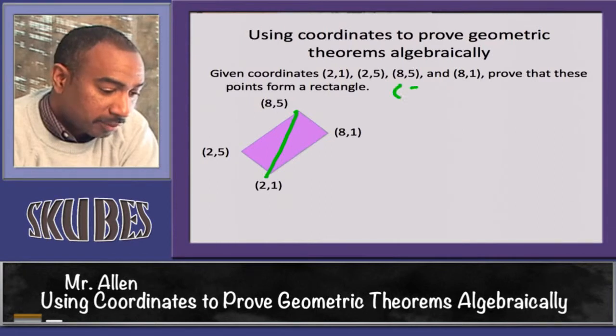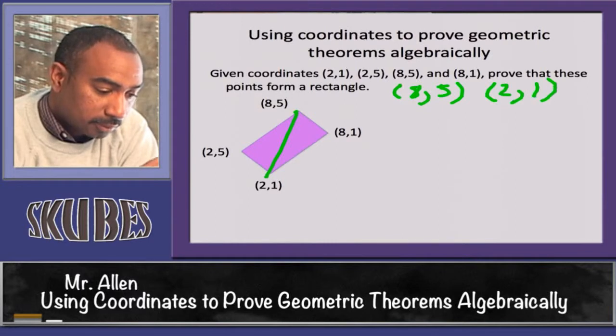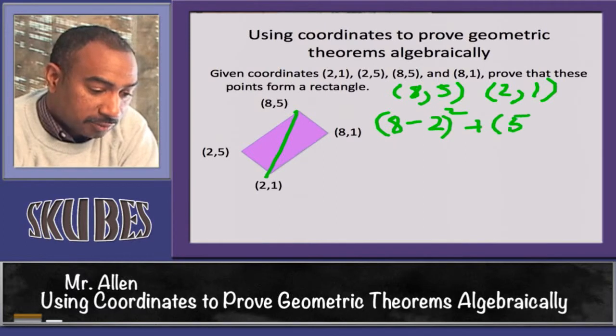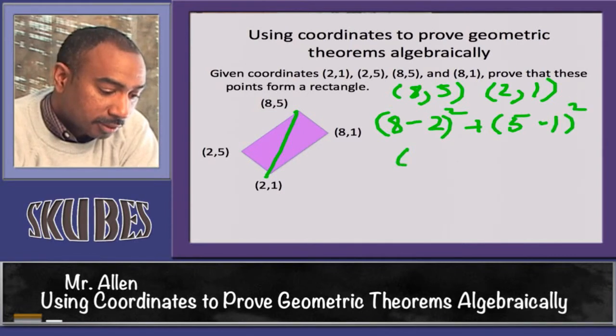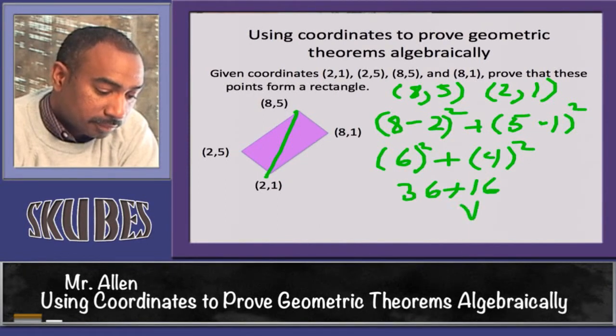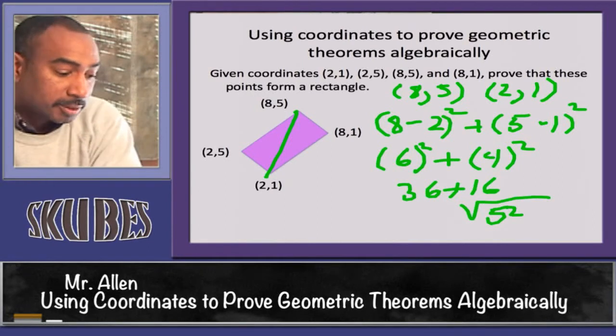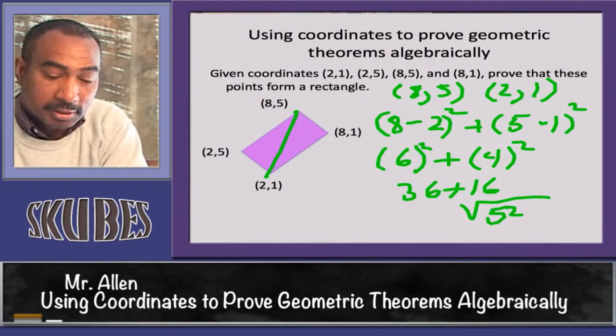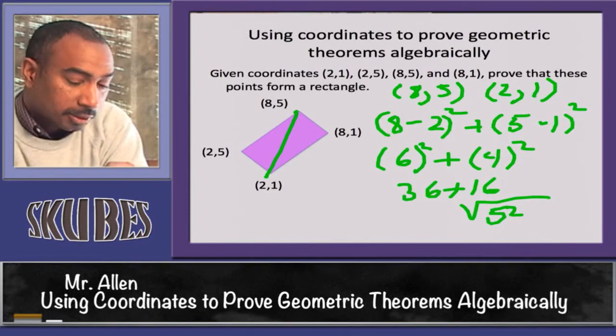All right, so here's the one we have: (8, 5) and then we have (2, 1). So you're going to have 8 minus 2 squared plus 5 minus 1 squared. So that's going to be 6 squared plus 4 squared. It's going to be 36 plus 16. That gives you the same, square root of 52. Therefore, we can say these coordinates form a rectangle. And that concludes our lesson for today.